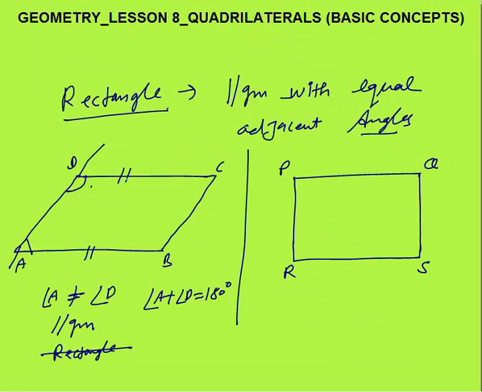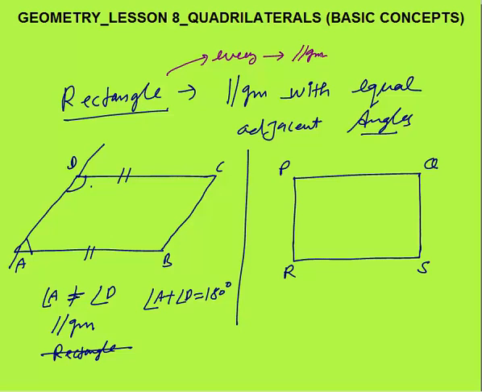Next is the rectangle. Now a rectangle is a parallelogram with equal adjacent angles. The first property is that a rectangle is a parallelogram. It is formed from the parallelogram. So every rectangle is always a parallelogram. Vice versa is not true. Every rectangle is a parallelogram, but every parallelogram is not a rectangle.